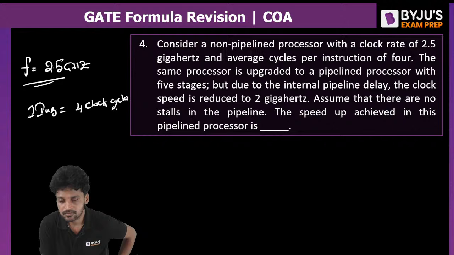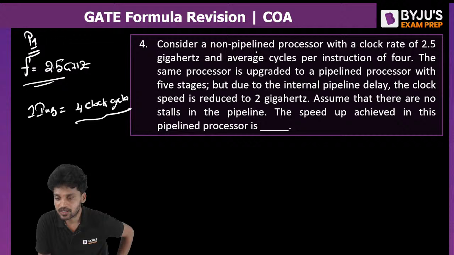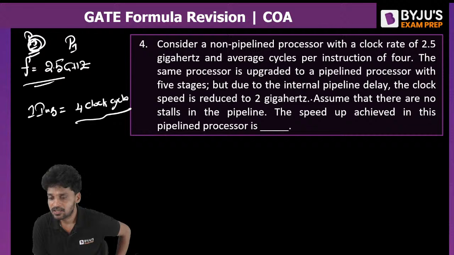Okay. So this is pipeline 1. Consider a non-pipeline processor. It is processor 1. In processor 1, the frequency is equal to 2.5 GHz and one instruction takes 4 clock cycles. The same processor is upgraded to a pipeline processor with 5 stages.